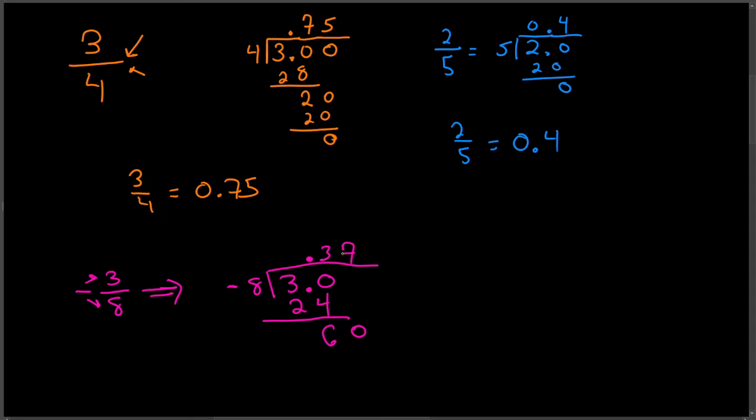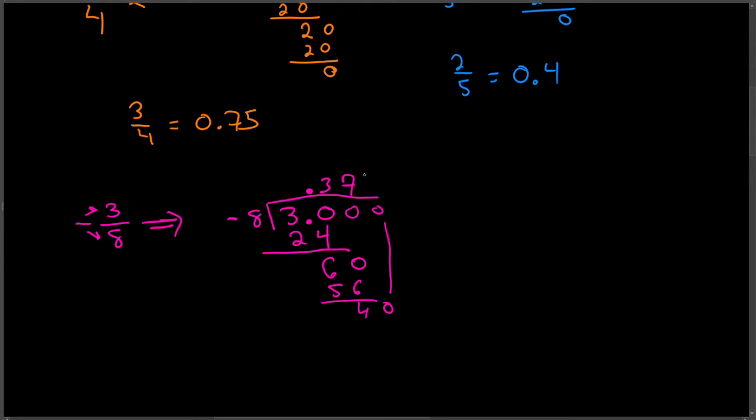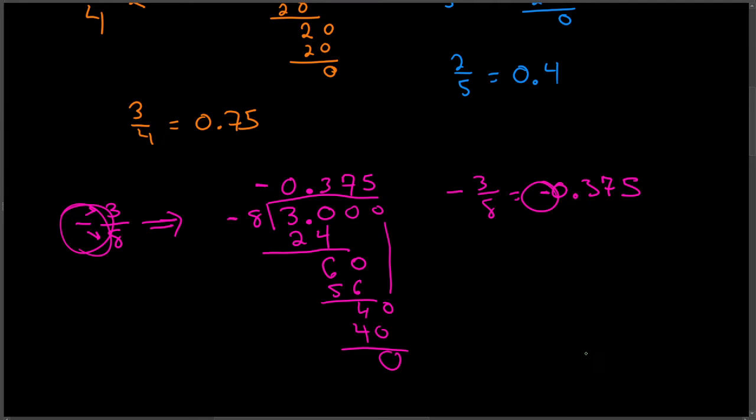It'll go 7 times into that. 7 times 8 is 56. Subtract. Bring down another 0. As long as I need them, they're there. And 8 goes into 40 5 times. 5 times 8 is 40. And I'm done. Well, a positive number divided by a negative number is negative. So negative 3/8 is equal to negative 0.375. And yeah, it's going to be negative because it was a negative fraction.